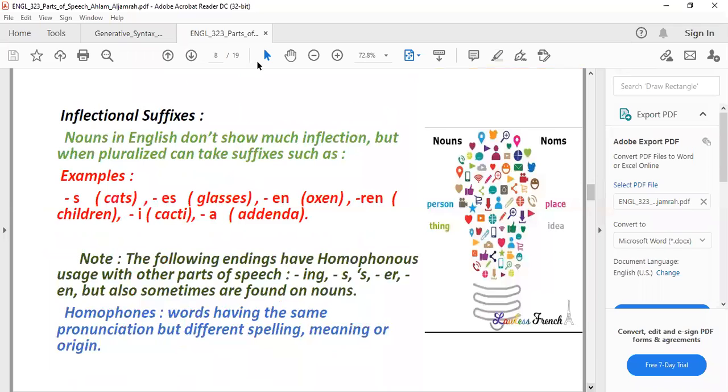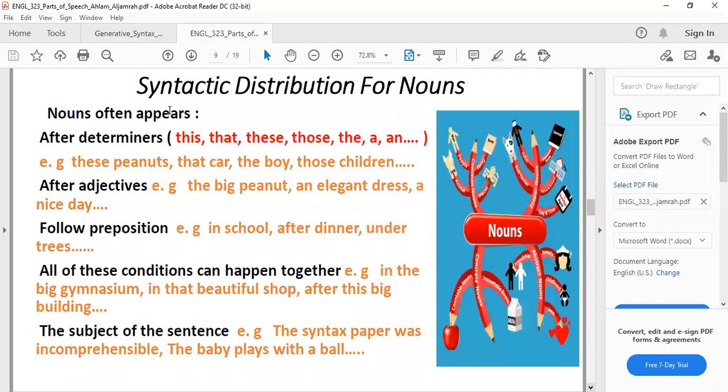And then this is the syntactic distribution, where nouns often appear after determiners, after adjectives, and follow prepositions, like in school, after dinner. All these conditions can happen together, like we say, in the big gymnasium. So in is a preposition, the determiner, big adjective, gymnasium noun. In that beautiful shop, in preposition, that determiner, a demonstrative pronoun, sometimes we call them asma ishara in Arabic, beautiful adjective, shop noun, and so on.